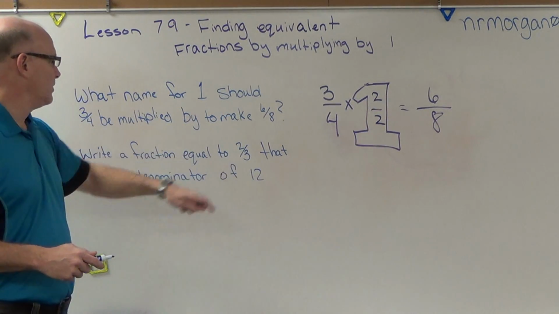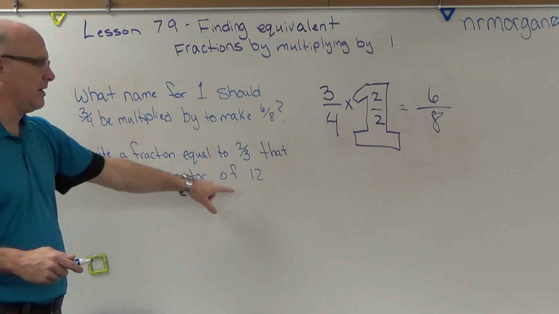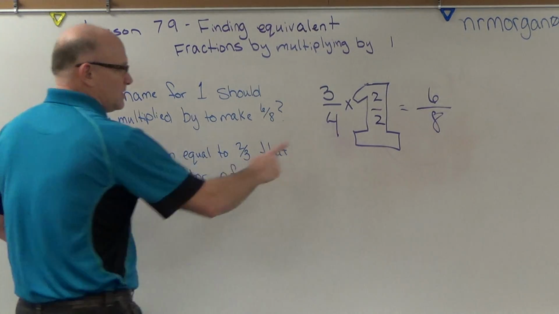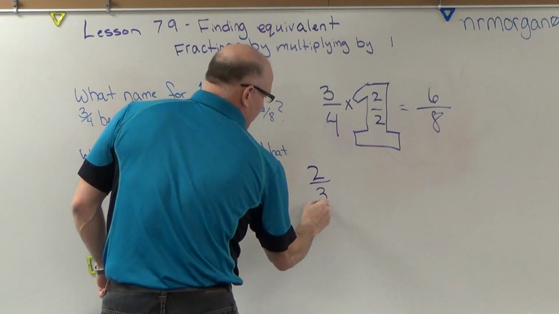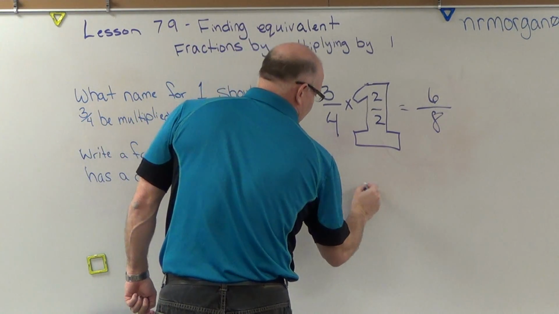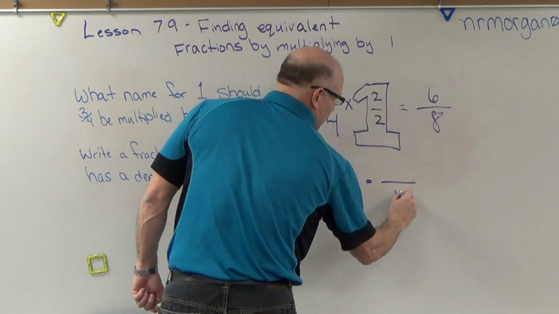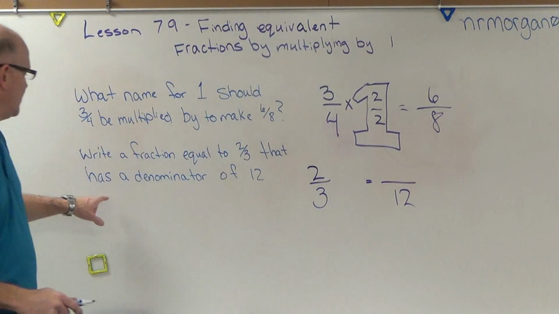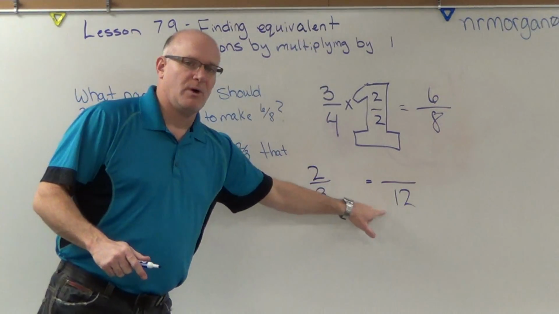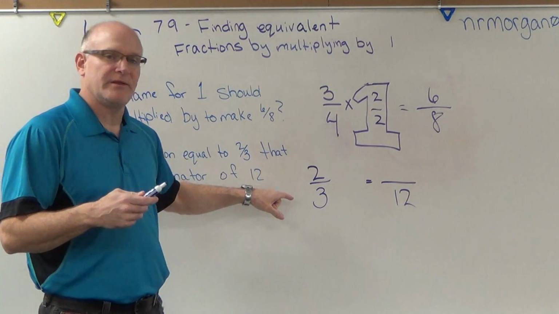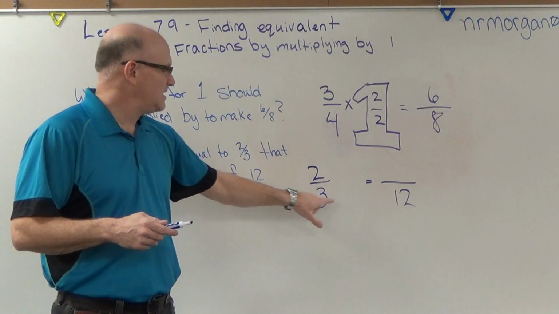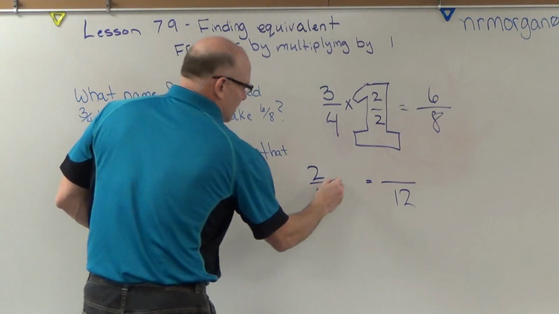Write a fraction equal to 2/3 that has a denominator of 12. So we have 2/3, and we want it to equal a fraction that has a denominator of 12. So we just need to use our charts, use our brains, use anything you would like. And 3 times what equals 12?